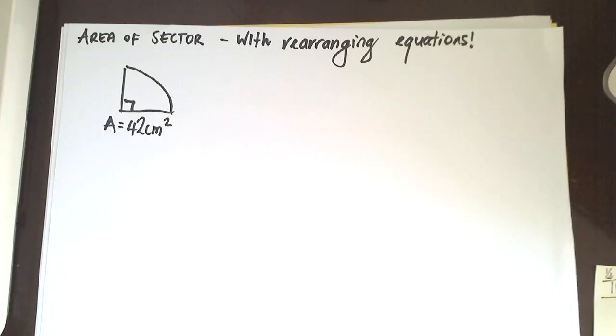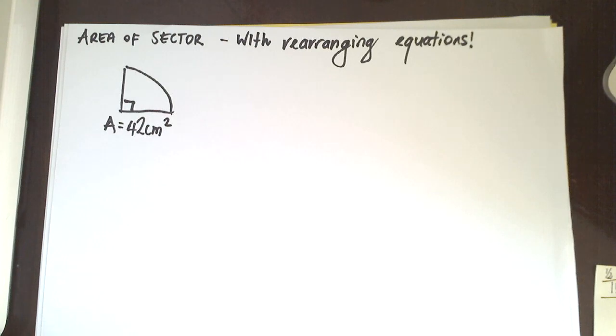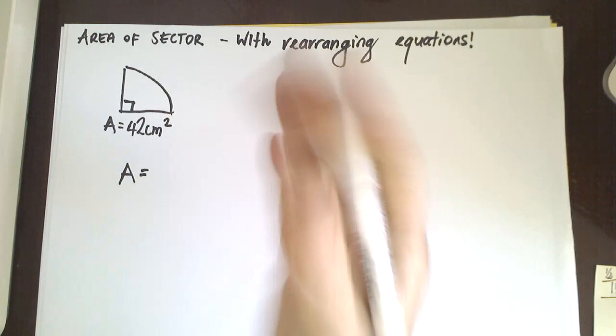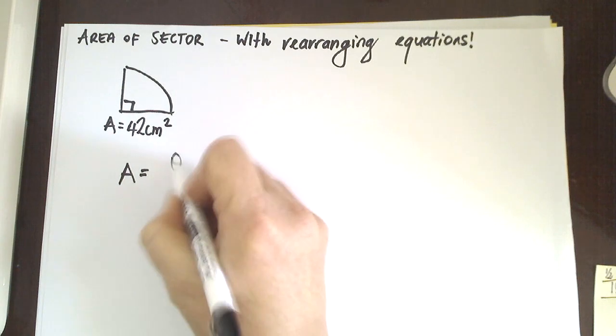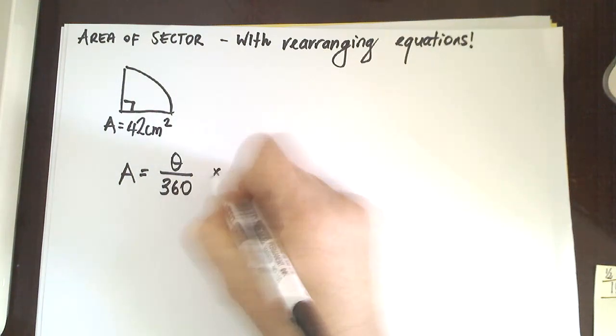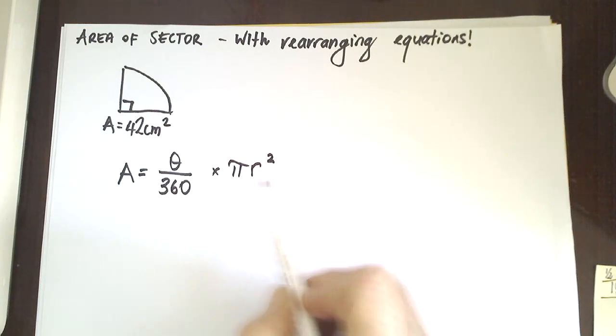If you're asked to find the area of a sector and you're given the answer, always start with what you know, which is, let's use our formula. The area of a sector is theta over 360 times pi r squared. Remember, it's what proportion of a circle is it times the formula for area if it was a full circle.